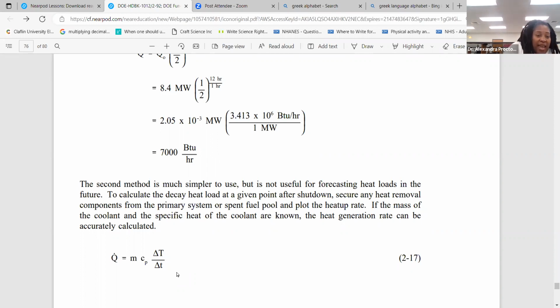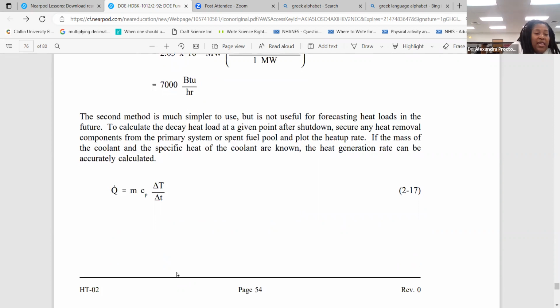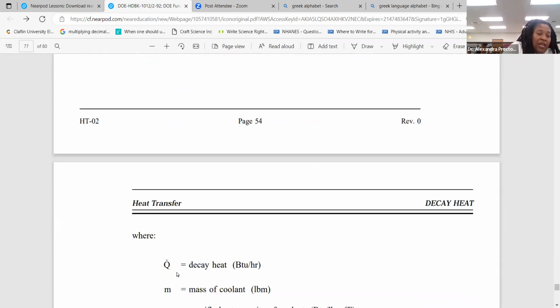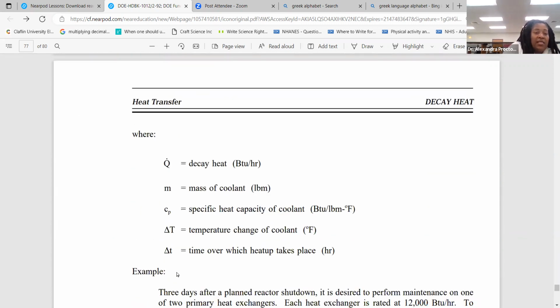If the mass of the coolant and the specific heat of the coolant is known, the heat generation rate can be calculated accurately by using Q = MC ΔT/Δt, where Q is the decay heat, M is the mass of the coolant in pound mass, C_P is the specific heat capacity of the coolant, ΔT is the temperature change of the coolant in degrees Fahrenheit, and Δt is the time over which the heat up takes place in hours.